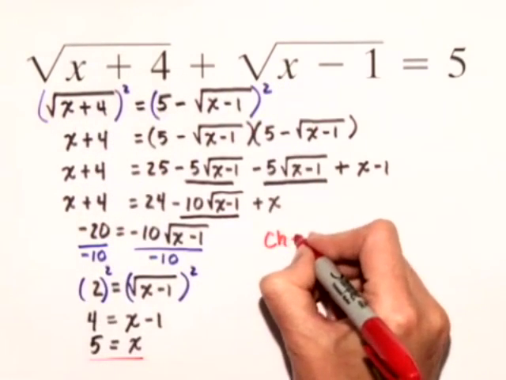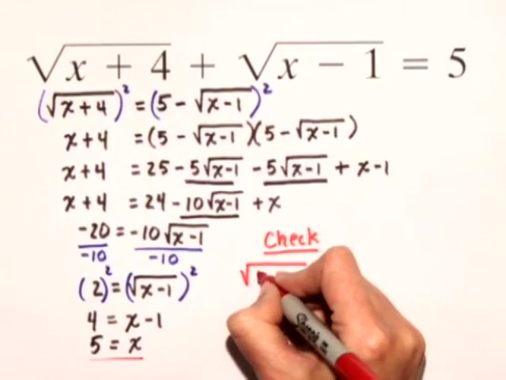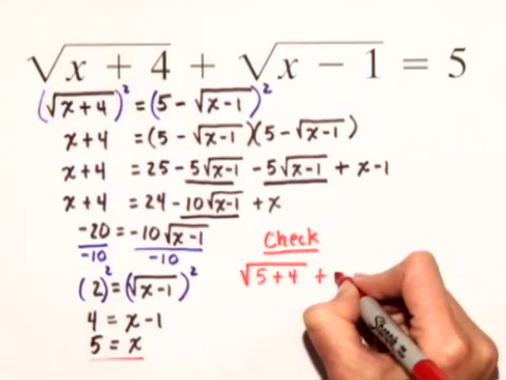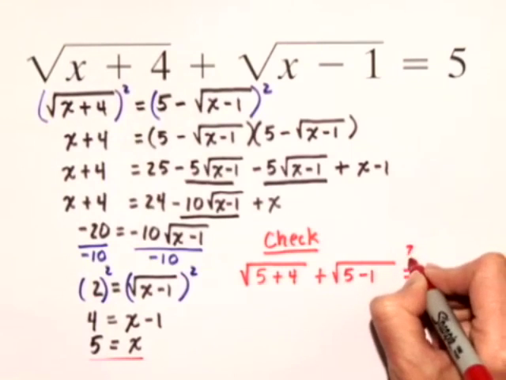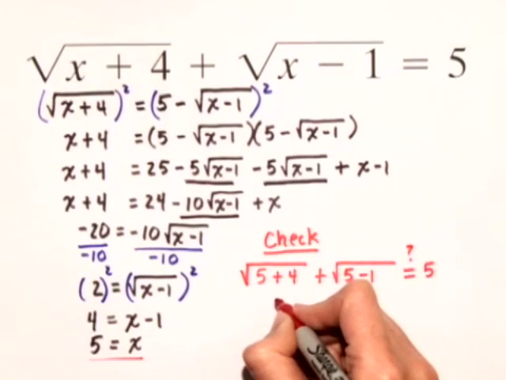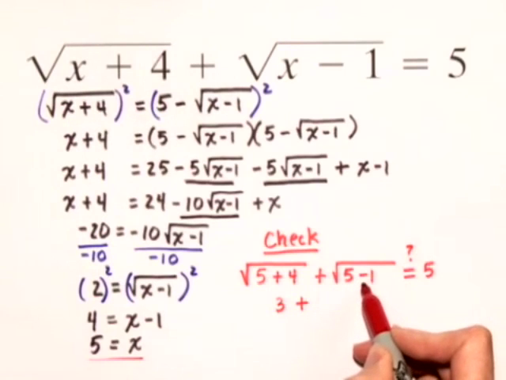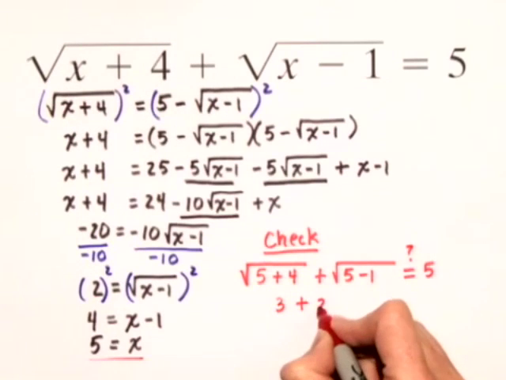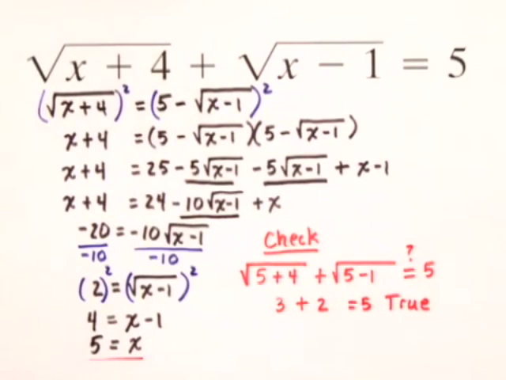When I do the check, I'll have the square root of 5 plus 4 plus the square root of 5 minus 1. Is that equal to 5? Let's check. The square root of 5 plus 4 is the square root of 9, which is just 3, plus the square root of 5 minus 1 is the square root of 4, which is just 2, and that is equal to 5. That's a true statement. So I'm ready to state the solution. The solution set is that x is equal to 5.